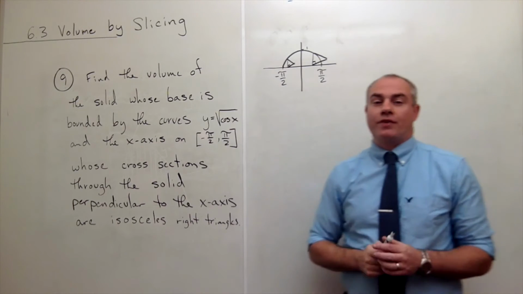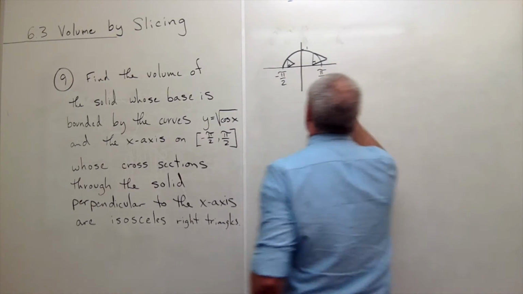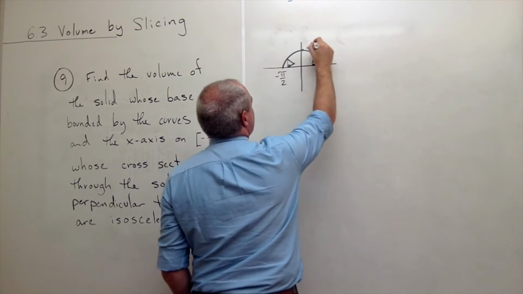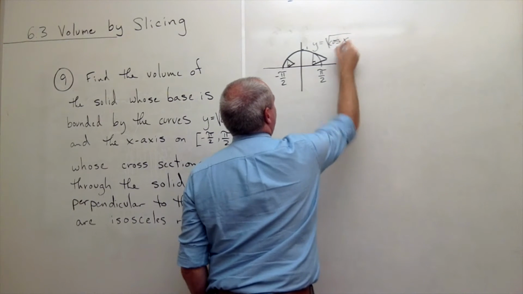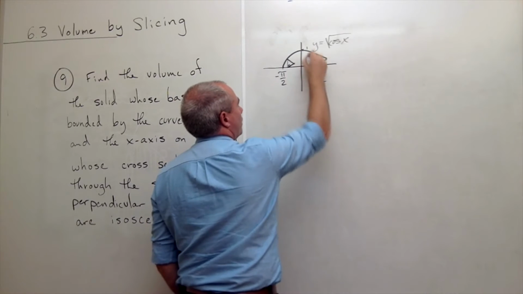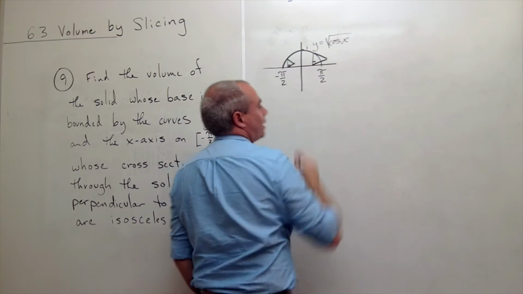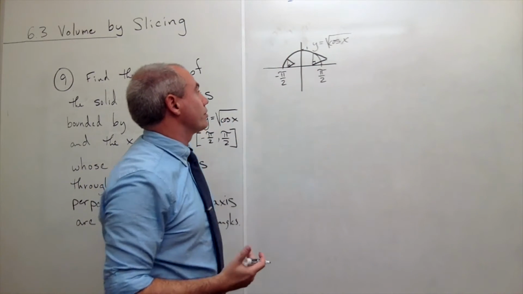And I've drawn a little figure up here to kind of show what this would look like. Here's my curve on top. This is y equals the square root of the cosine of x. And down here's my x-axis. So my region is right here. It looks kind of like a semicircle. It's not a semicircle, but it's that general shape.